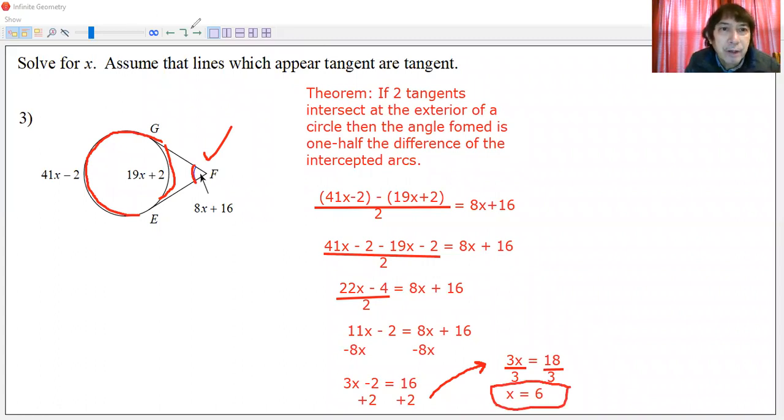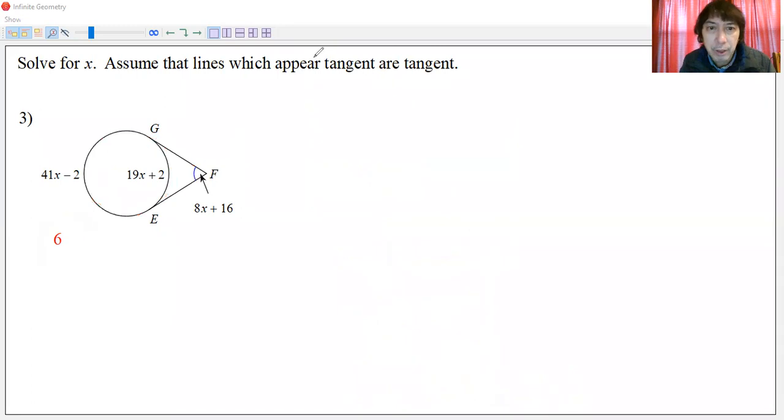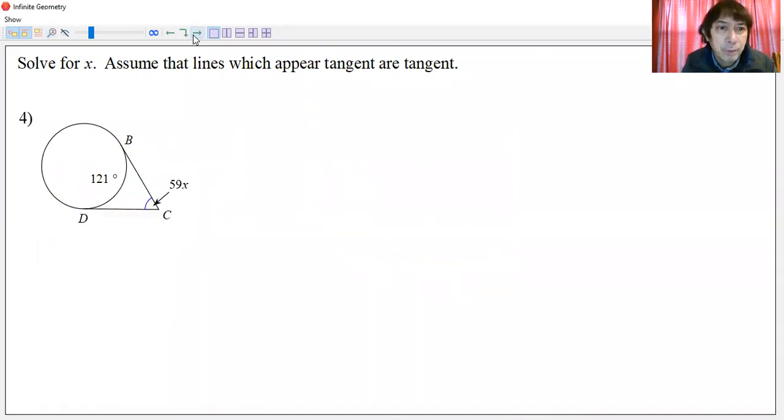Let's check and verify. Is it 6? Yes. All right. You can see it here. And so that explains our solution for number 3. Let's do number 4. Clear the screen and proceed to number 4. All right. Here's number 4.